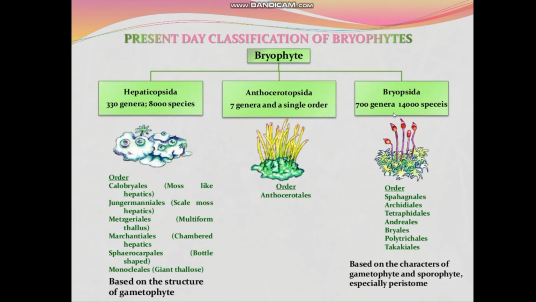Phylogeny and present-day classification of bryophyta. Bryophyta is classified into three classes: Hepaticopsida, Anthocerotopsida and Bryopsida. Hepaticopsida contains 330 genera and 8,000 species, Anthocerotopsida contains 7 genera and a single order, and Bryopsida contains 700 genera and 4,000 species. Based on the structure of the gametophyte, they have been classified further.